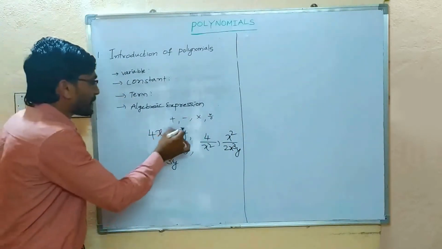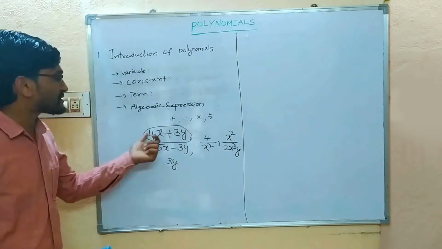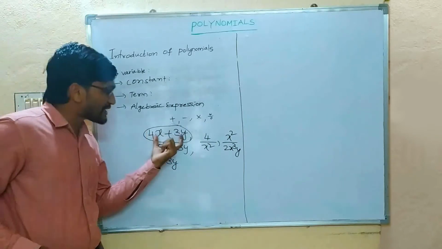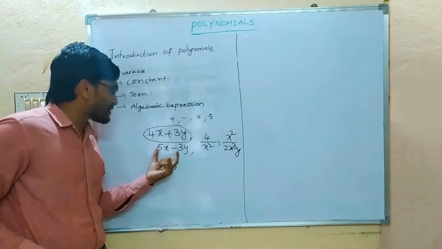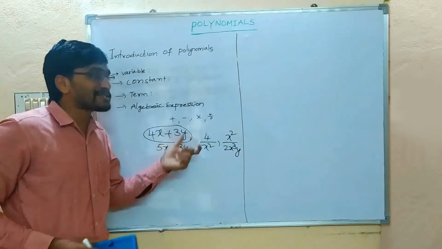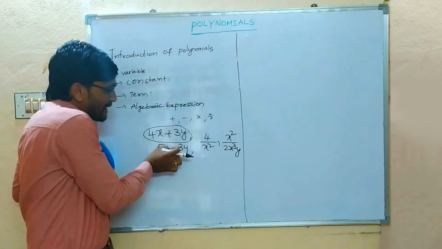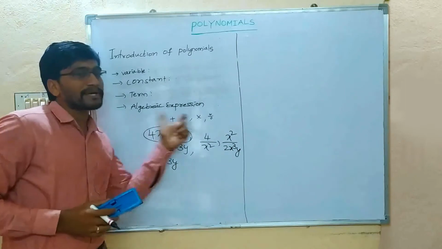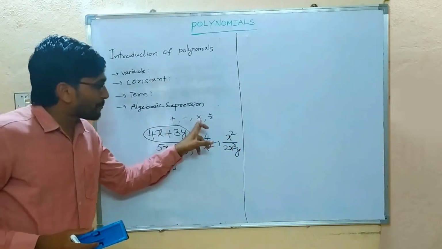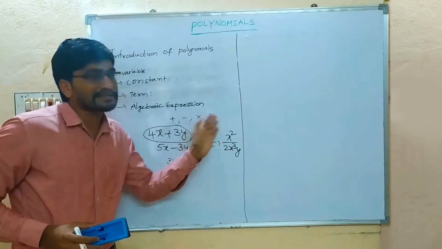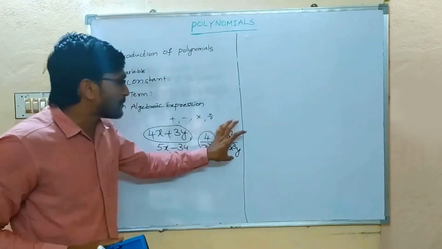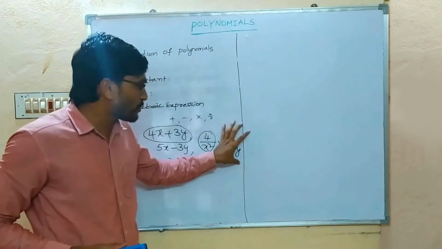Here we have to remember. So in this 4x plus 3y, how many terms are there? So 4x plus 3y contains 2 terms. 5x minus 3y contains 2 terms. This addition and subtraction, that means plus and minus only separates the terms. Multiplication, that is into, and division, can't separate the terms. Here 4 by x square is only one term. x square by 2x cube y is only one term.